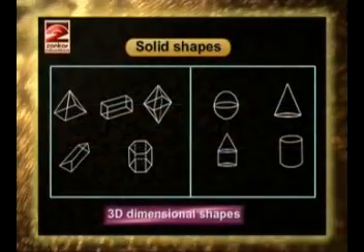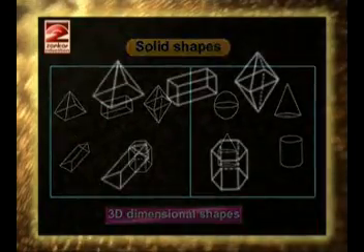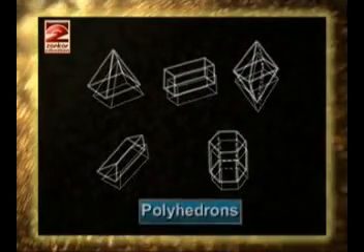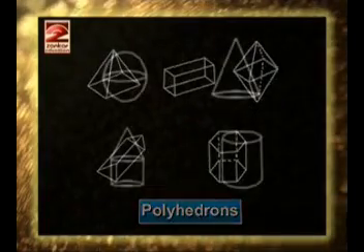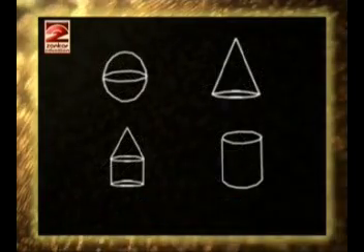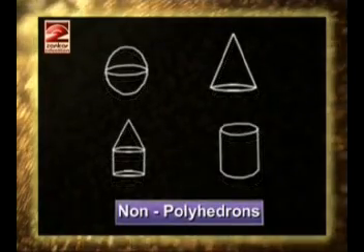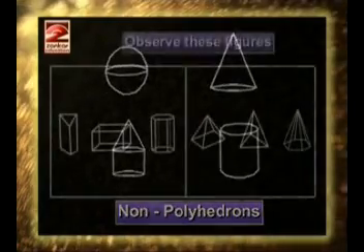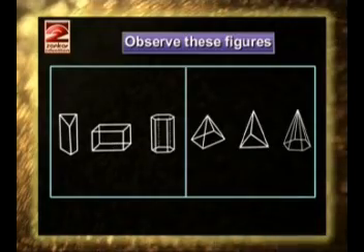Look here, you can see some solid shapes, that is three-dimensional shapes. These shapes are having polygonal regions only, so all these figures are called polyhedrons, and these shapes are having curved surfaces and polygonal faces, and these are called non-polyhedrons.